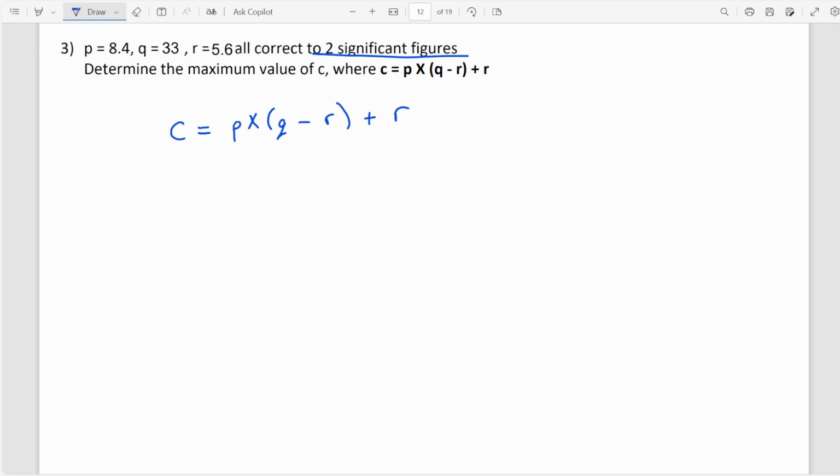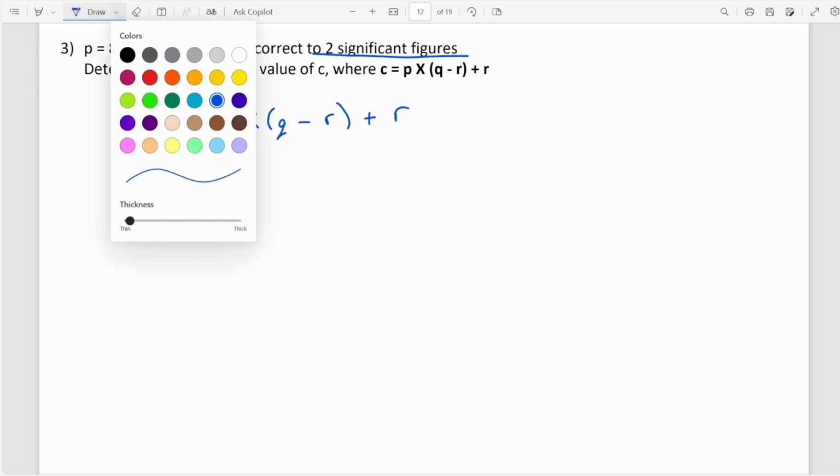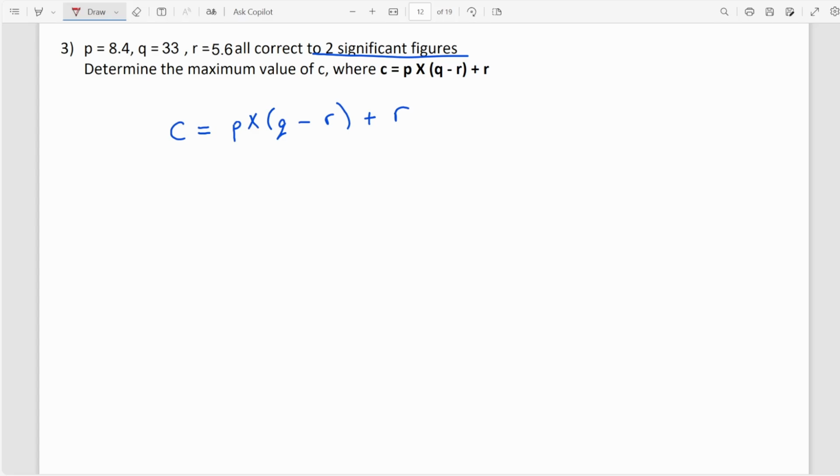Now, let's take a look here. As I've previously mentioned, we need to understand what's the last operation that will happen. Now, the first one, following BIDMAS, will be the brackets, Q minus R. And then the result will be multiplied by P. And then finally, we will add R to this whole result. Now, we need to remember, we want the maximum of C, or the upper bound of C. So you would have this entire thing plus R, and we want to get an upper bound.